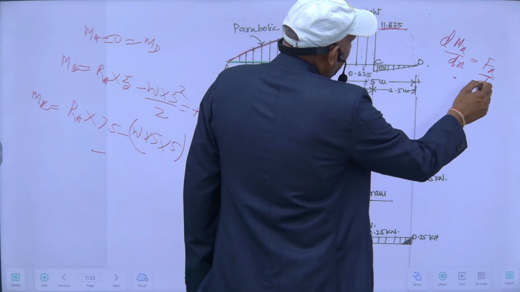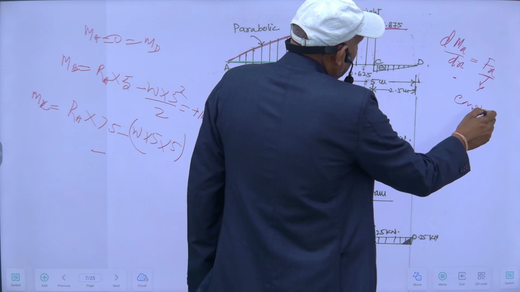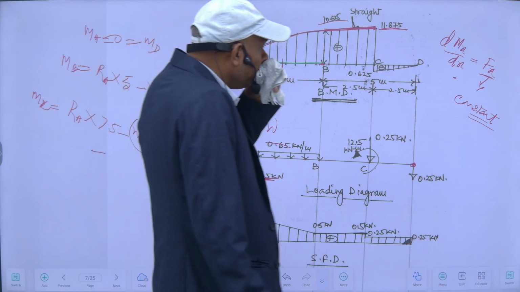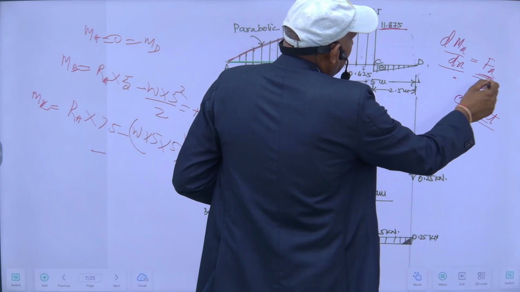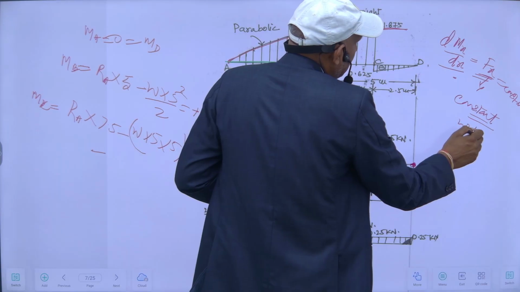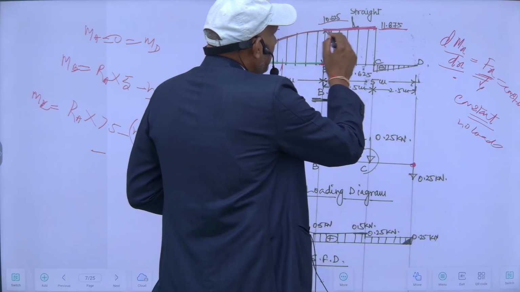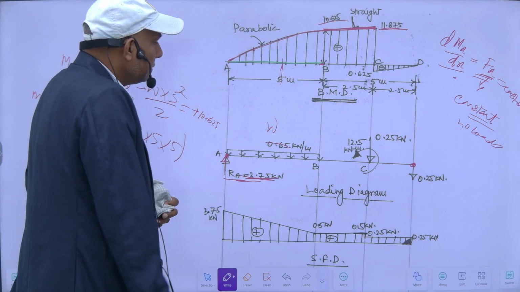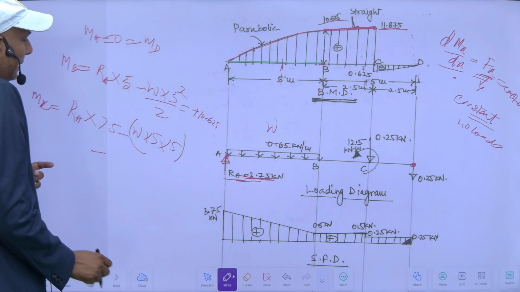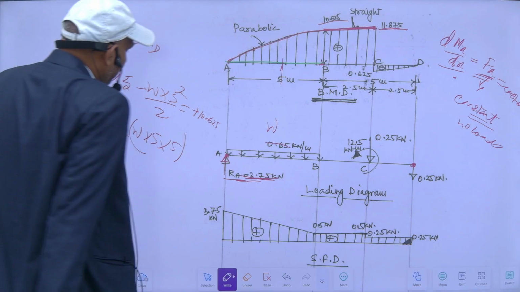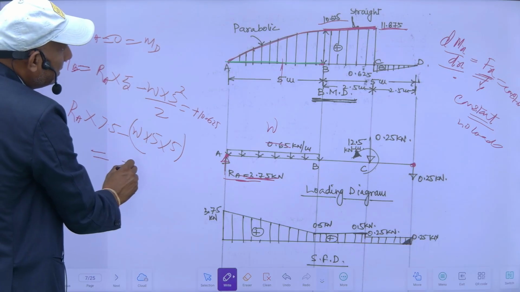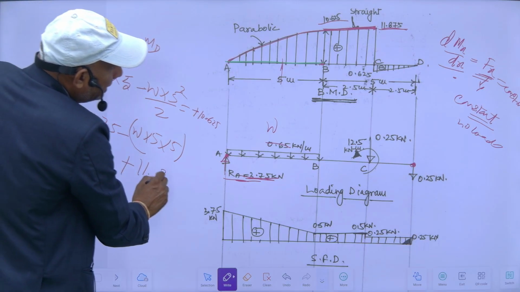Shear force is constant means no load is acting in this portion. So simply RA into 7.5 minus W into 5, it will act at this point, and the value will be plus 11.875.